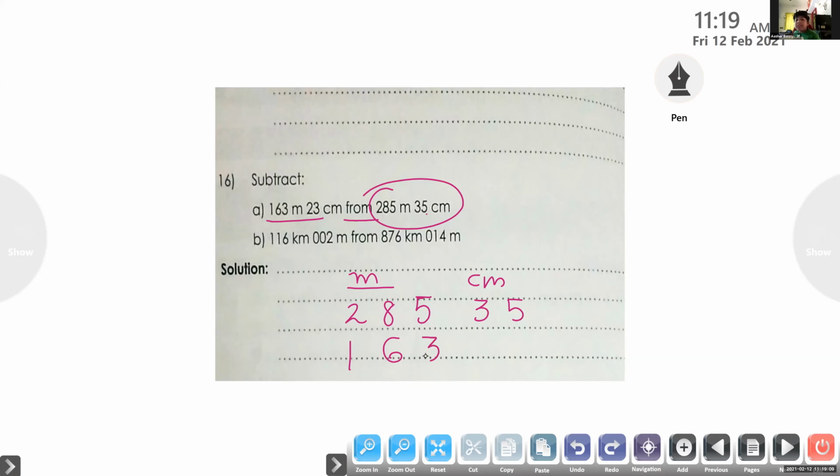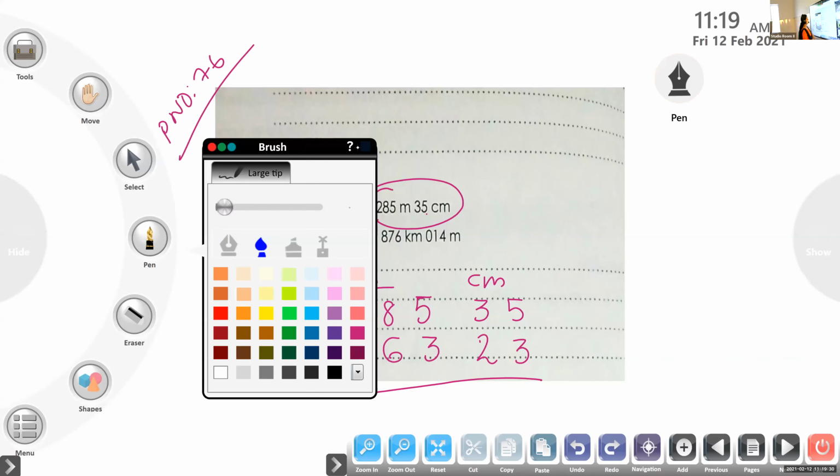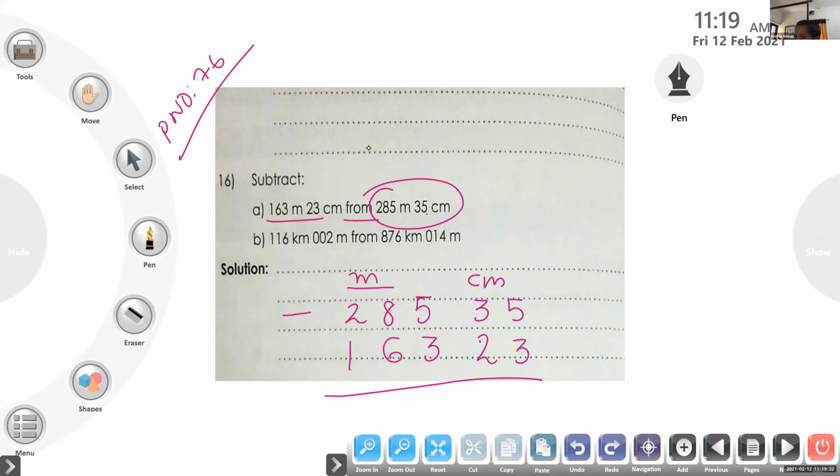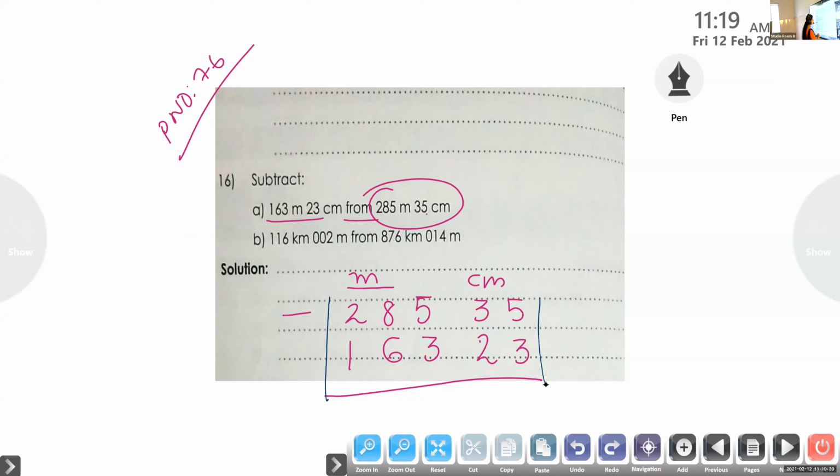Ma'am, page number 76. Excuse me, ma'am. Yes, take page number 76. We are going to do the subtraction. Ma'am, I also joined just now. Now you can start doing along with me the subtraction. Okay. Ma'am, 76. Can we start? Yes, you can start the subtraction. From which side will we start the subtraction?